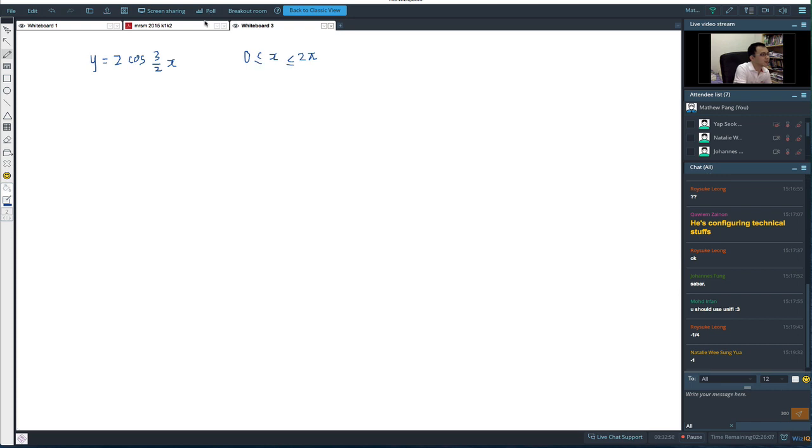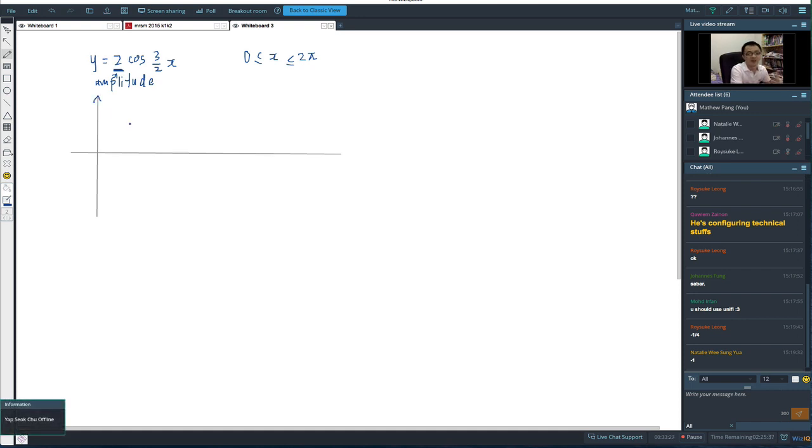Alright, so in order to sketch this graph, the first thing is you have to understand what the 2 and the 3 over 2 are. So this is my x-axis and my y-axis. Then I will start drawing from here. The 2 over here actually means amplitude. The meaning of amplitude is the maximum value and the minimum value. So amplitude tells me it is 2 and negative 2. So the maximum is 2 and the minimum is negative 2.